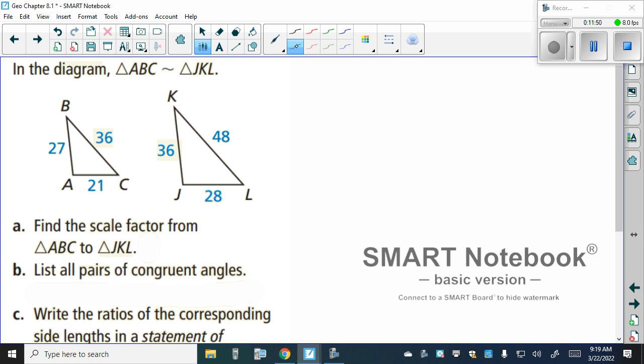Now, this statement here, ABC similar to JKL, gives us the angles that are going to match up. Now, angle A is going to be congruent to which angle? J.